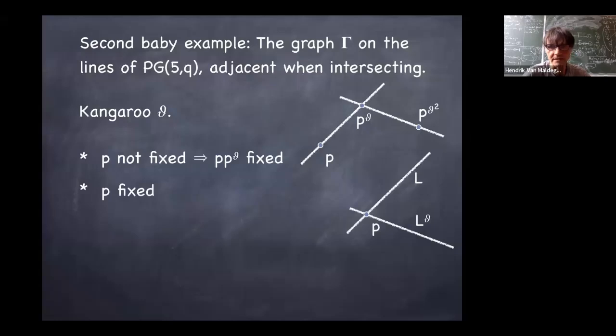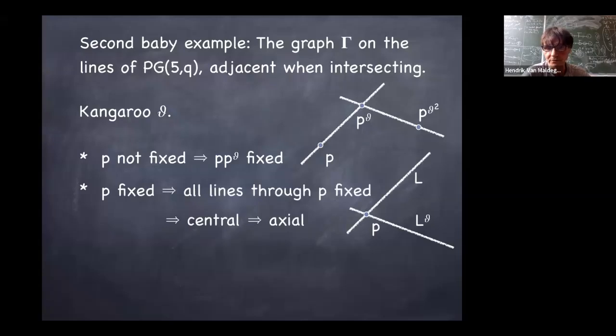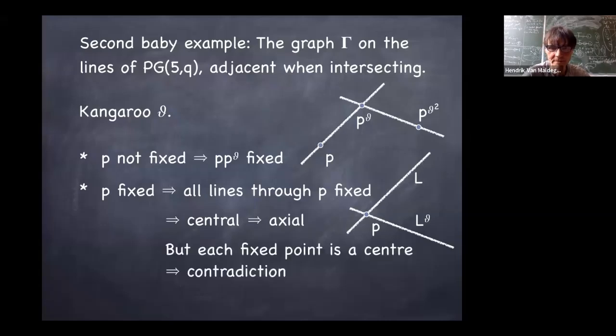What if P is fixed? If P is fixed, then you cannot move any line through P, because if you would move the line L to L theta, it would be mapped to an adjacent line, and that's forbidden. So all lines through P are fixed. But then we have a central collineation in a projective space. It is also axial, which means you fix a lot of points, but then each fixed point is a center. That's what we just proved. And that's a contradiction. Then you have the identity. So you do not fix any point.